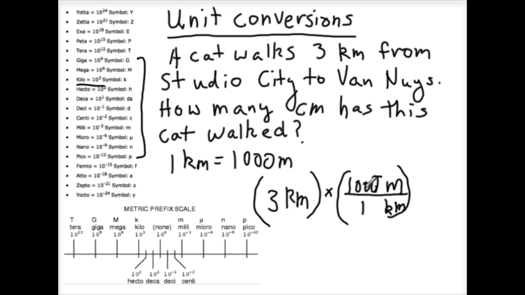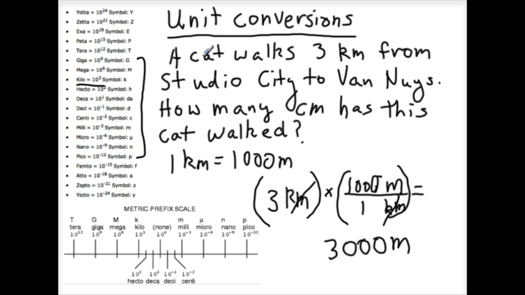So basically all that I've done is I've multiplied by 1. I need to multiply by some ratio that won't actually change the value of this 3 kilometers, but will allow me to convert from kilometers to meters. So in doing so, I can cancel out my kilometers, and my answer is 3,000 meters. 3 kilometers equals 3,000 meters.